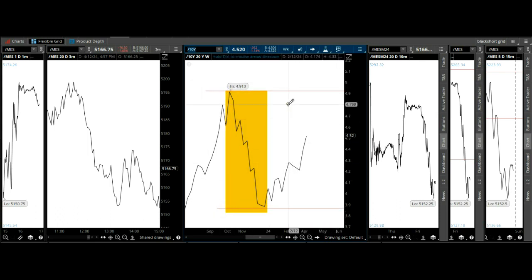The key is to find a decaying fractal and a growth fractal. And you have to wait again until they completely develop, and then it becomes tradable.